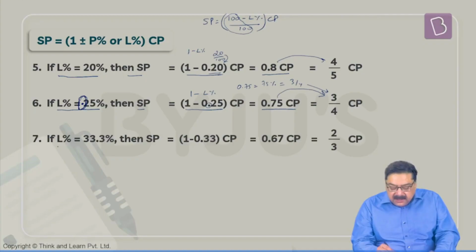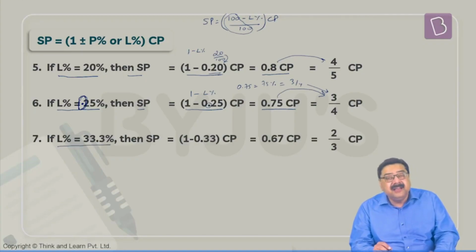Now similarly, if loss percent is 33.3%, then selling price shall be 1 minus 0.33 times cost price, which is 0.67 times cost price. So 0.67 or 667 is nothing but 66.7%, which when we convert into fraction becomes 2 by 3.